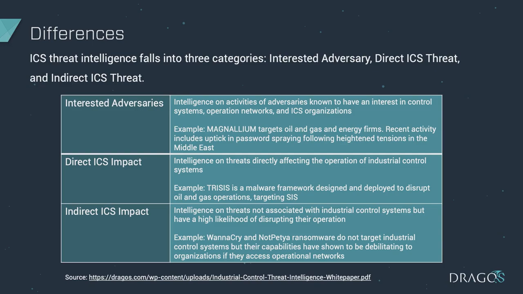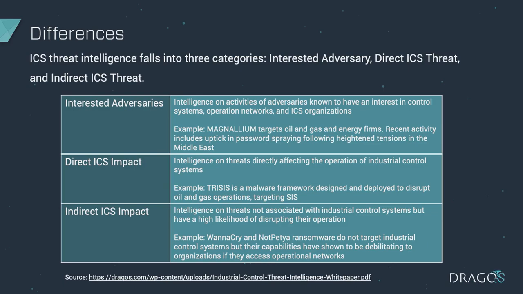It might vary based on who you're talking to, but at Dragos we include adversaries that don't necessarily possess an ICS-specific capability. That means they don't necessarily have ICS-specific malware, but they have shown a sustained and specific interest in ICS organizations. An example of this would be an activity group that we call Magnalium. They target oil and gas in a variety of different geographies, but recent activity would actually include an uptick in password spraying targeting oil and gas following some of the recent tensions in the Middle East.